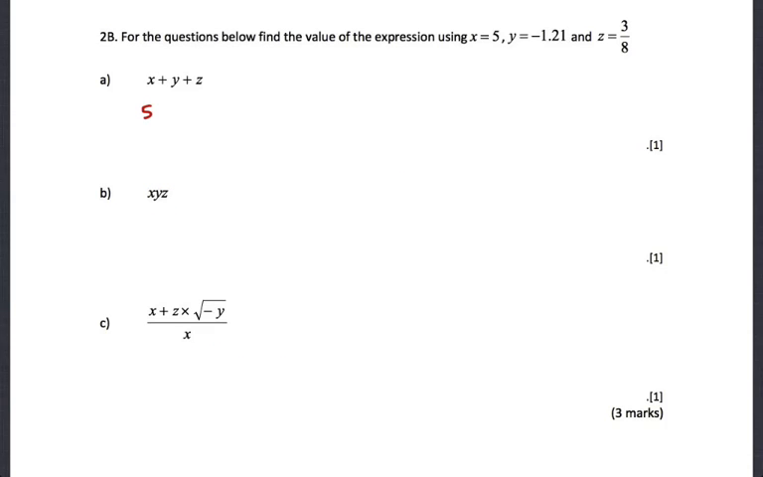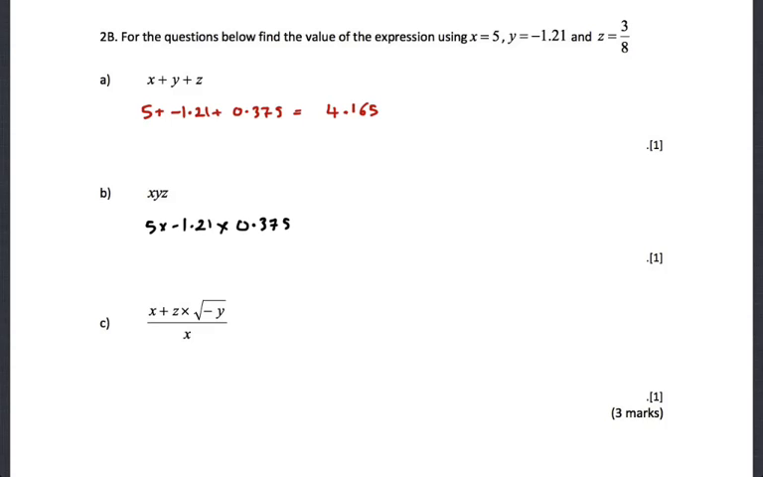In this question you're asked to do basic substitution. So really you just have to make sure your calculator display looks like it does in the question. Here we're going to do 5 plus negative 1.21 plus 0.375. 0.375 incidentally is just 3/8 as a decimal. You could have written 3/8 and it would have been fine. This gives you an answer of 4.165.